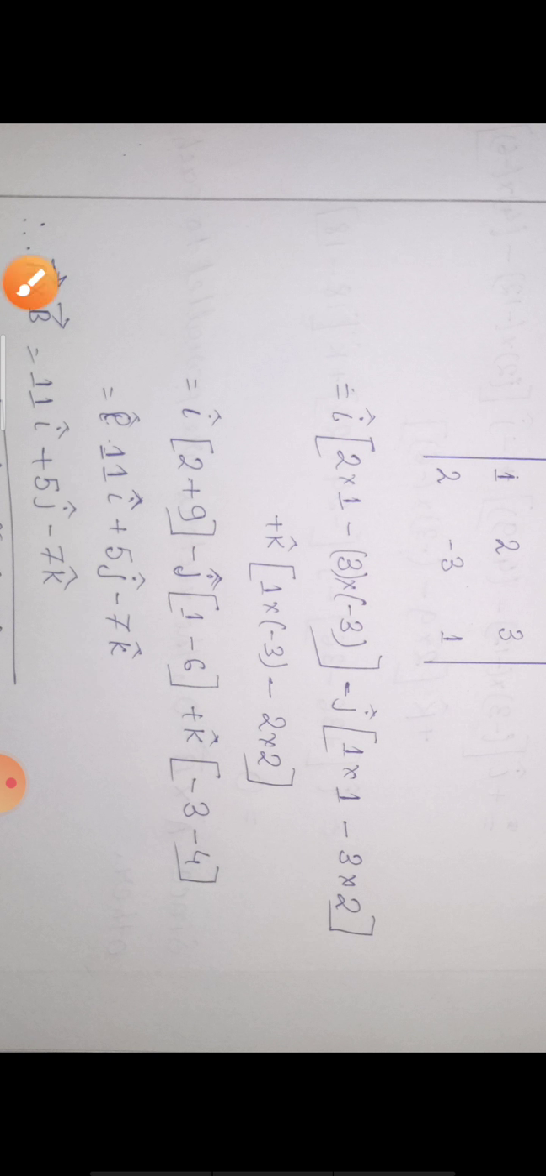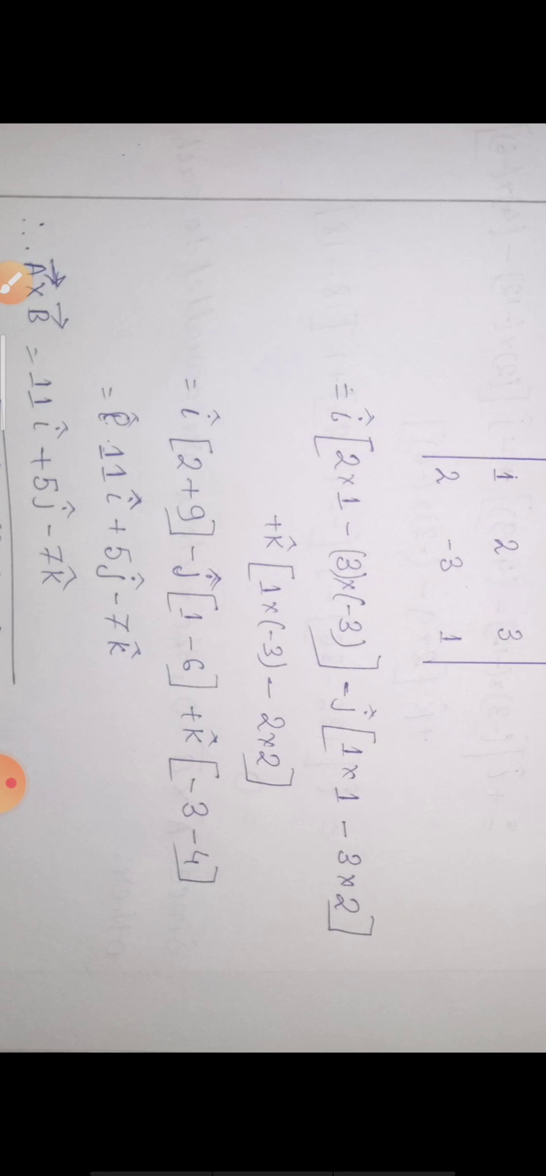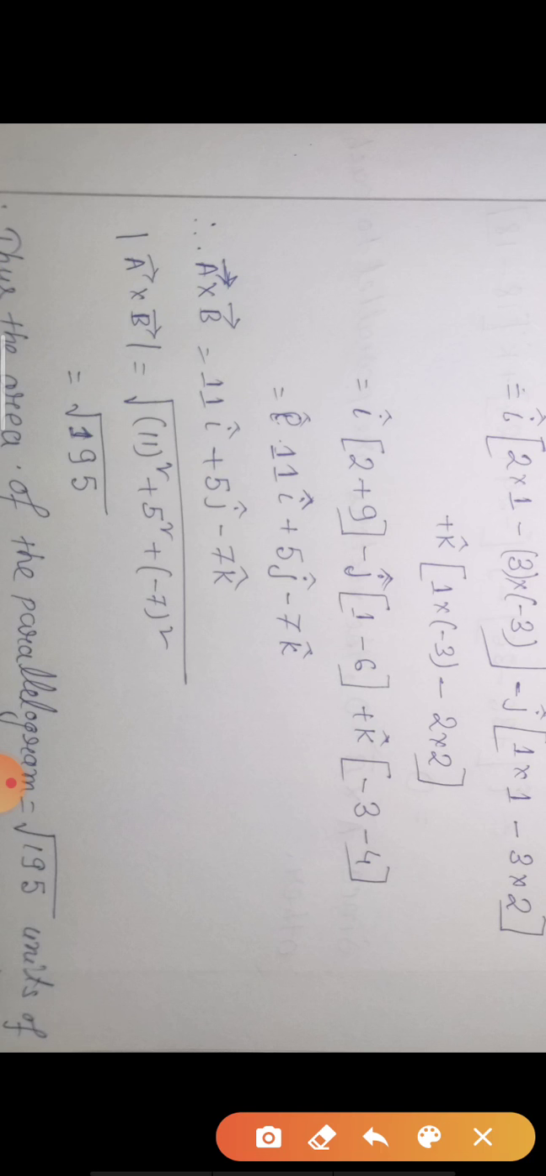So this is the vector of a cross b. Now we have to find the magnitude of a cross b. So how do we find the magnitude? You know the process of finding magnitude: you find the square root of the square of each term. So root over of, the first term is 11, so 11 square, plus the second term is 5, that means 5 square, plus the third term is minus 7, so minus 7 square.